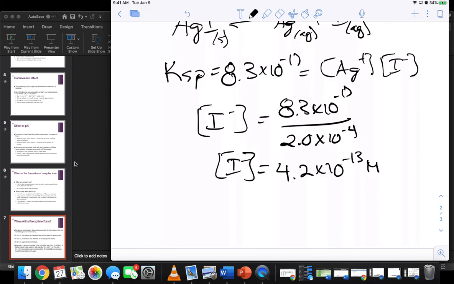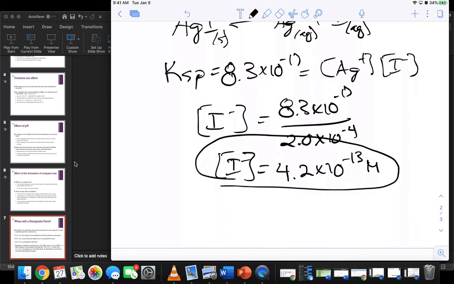So silver iodide, not very soluble, precipitates really, really easily. That's basically the takeaway from this, is that we can precipitate a lot of ions without a lot of the anions necessarily being present, and that's okay. But that would be our final answer for what we'd solve for in that particular example.